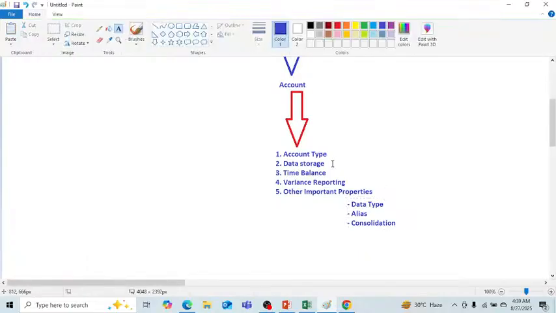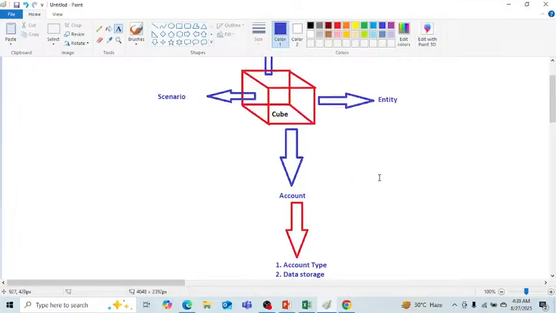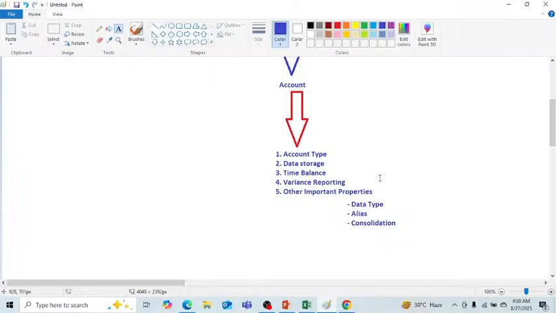So these are the major account member properties: account type, data storage, time balance, variance reporting, and other important properties like data type, alias, as well as consolidation. Now we will learn what these member properties are and what the use of these account member properties is in planning, forecasting, as well as the important aspect of loading the metadata as well as the data.